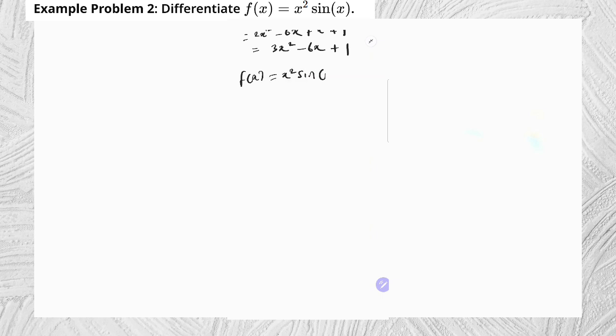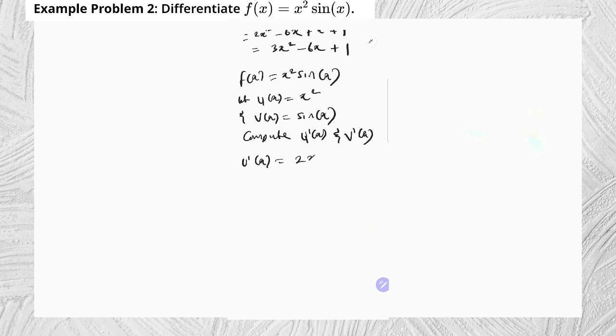Question, we are asked to differentiate f of x equals x squared times sine x. So let our u of x equal x squared and our v of x equal sine x. So once you compute u of x differentiated and v of x differentiated, you end up with u of x differentiated equals 2x and v of x differentiated equals cos x.